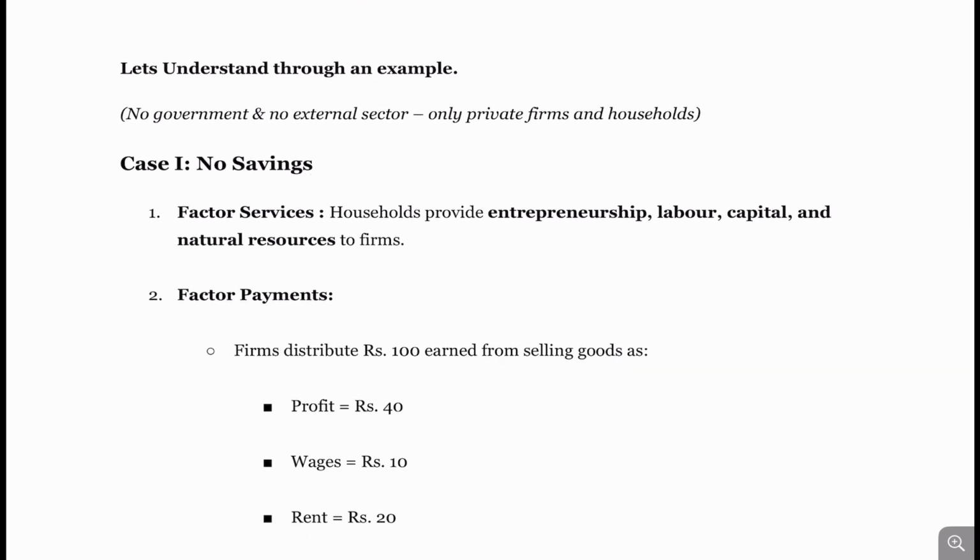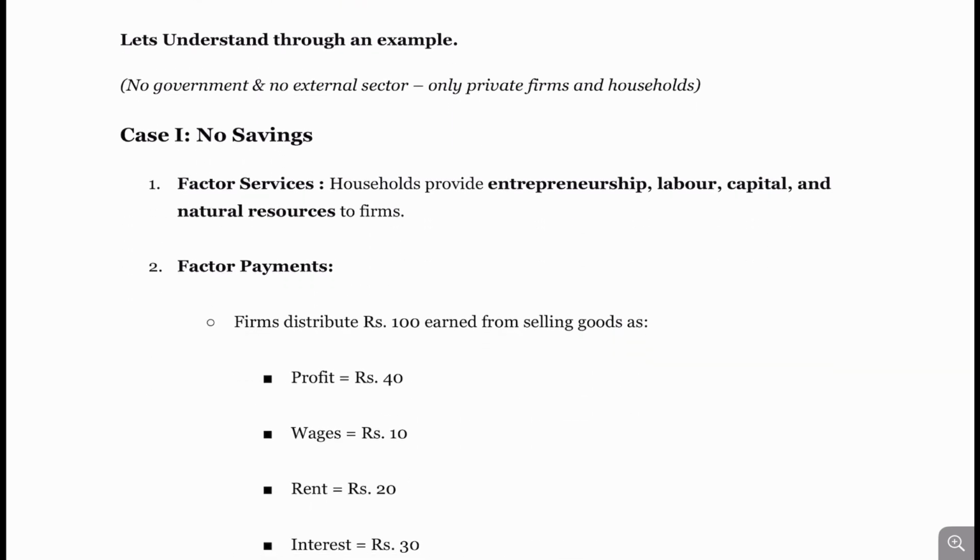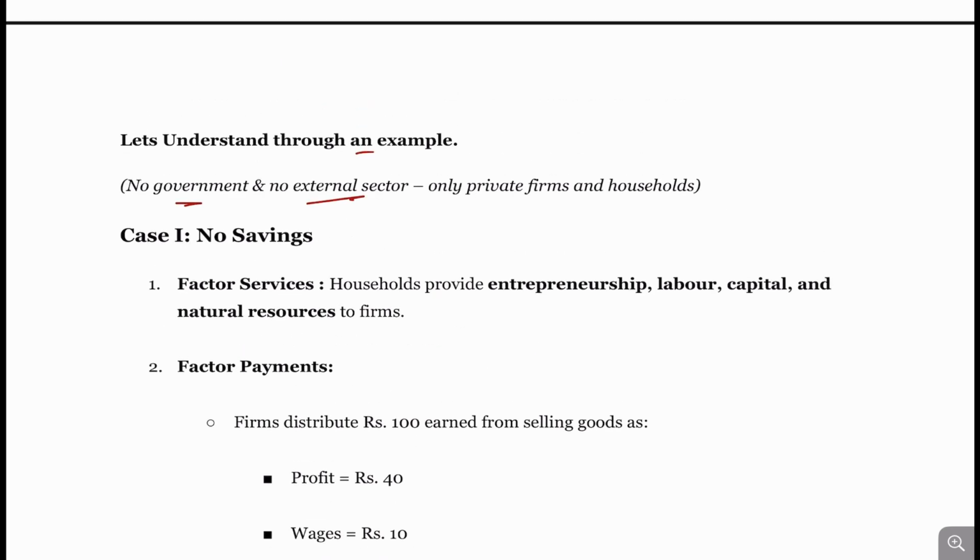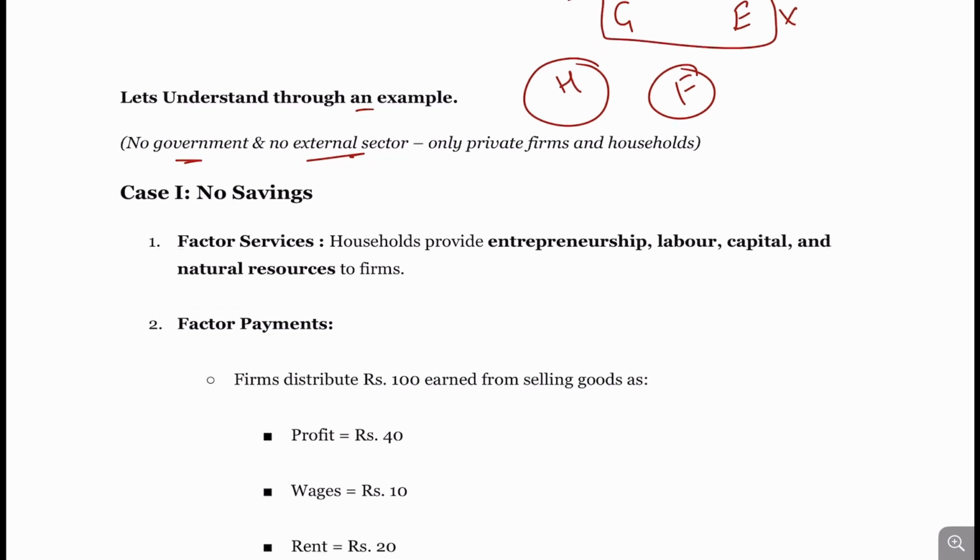Okay, so how does this circular system work? It is a very important concept. You should understand it very deeply. Let's understand this through an example. Suppose there is no government or no external sector in an economy, because there are four sectors in the economy that we have already talked about: household, firms, government, external sector. Here it will be only household and factories. So only private factories and households are there. Let's take case one, that there is no saving in the economy.